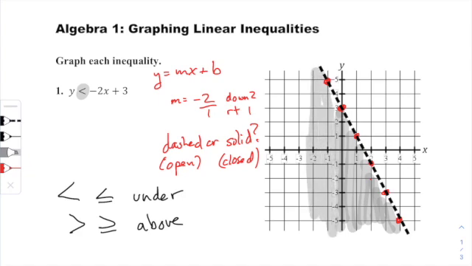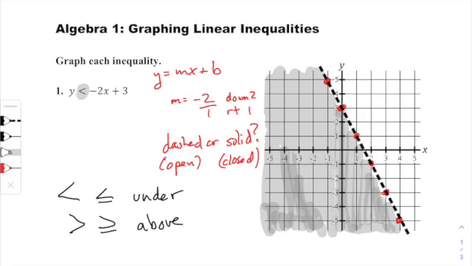So this whole side of the fence, and if you're doing this at home, you don't have to shade in every perfect little bit with your pencil. You can just draw a few lines to show that's the solution side, as long as someone can tell. And that means if you were to pick any point from this side and plug it in, you would get a true statement. And that's the other way to tell which side to shade.